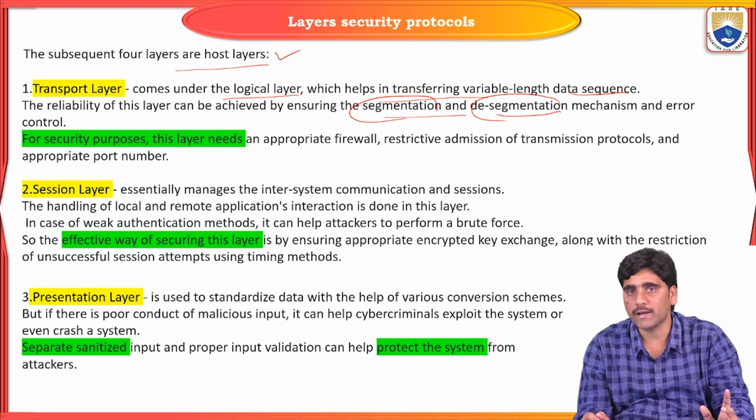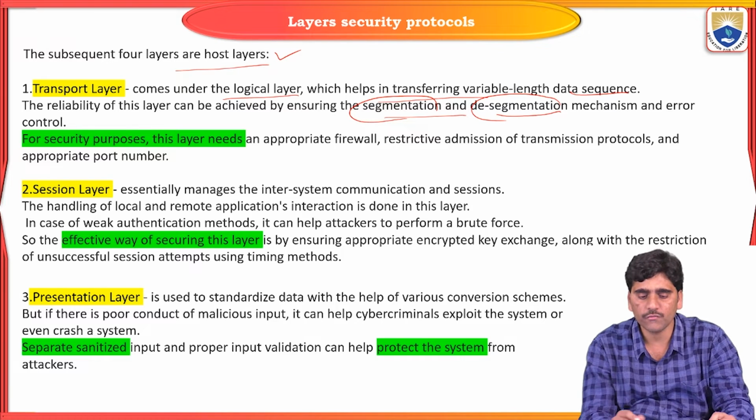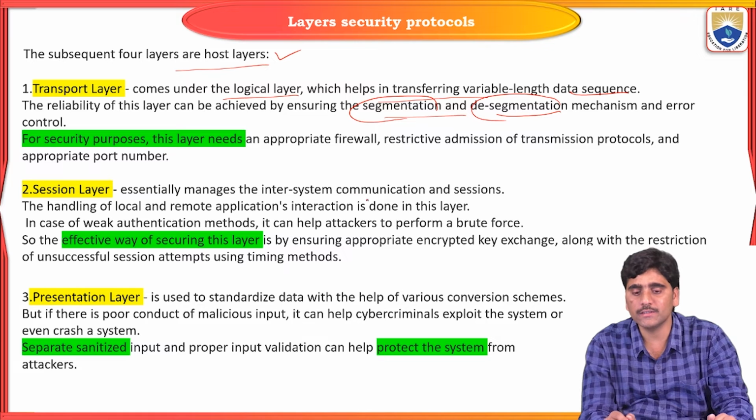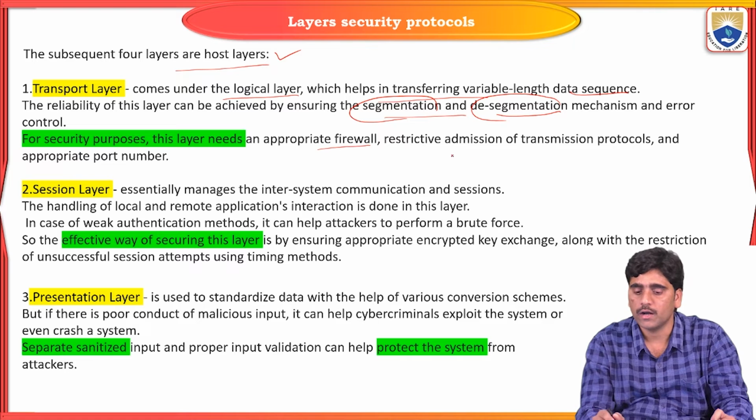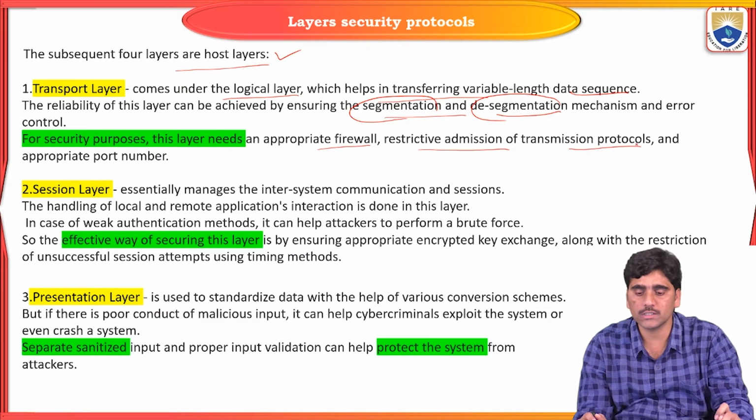So here the packets are being segmented, that is nothing but all packets are divided into segment form, with a desegmentation mechanism and error control. For security purposes, this layer needs an appropriate firewall, restrictive admission of transmission protocols and appropriate port numbers. So assigning port numbers, controlling admission and applying appropriate firewalls are the security measures to prevent attacks on this layer.